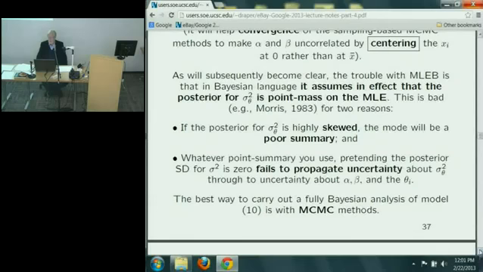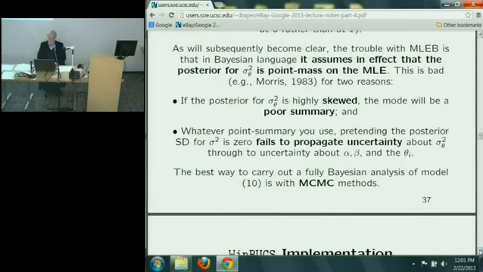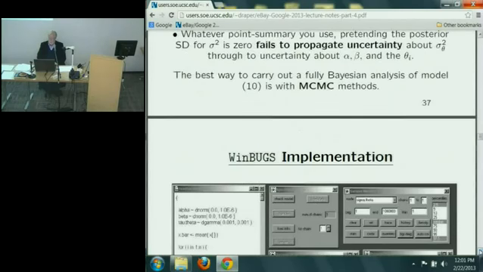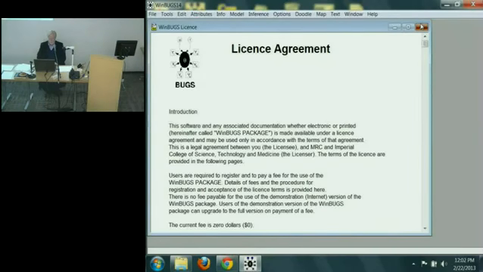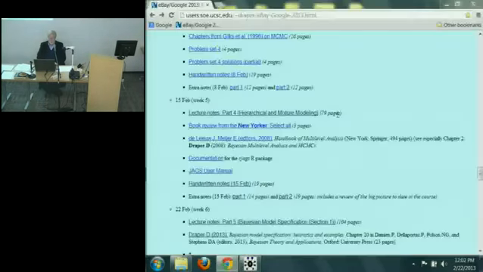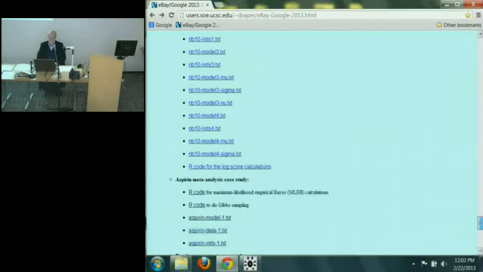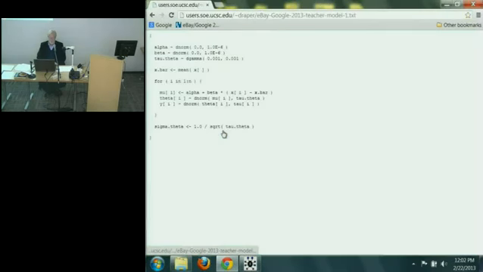And it turns out that uncertainty in sigma squared theta should propagate correctly in the equations through to uncertainty about alpha and beta and the theta sub i's. And so the best way to carry out a fully Bayesian analysis of this model is with MCMC methods. And so on pages 38 and subsequently, I have a static version with a series of screenshots. Now let's actually do it in real time and see what we get. So once more into the world of WinBUGS. Go back to the course webpage and this time grab things from the teacher expectancy case study. So here's my first teacher model.